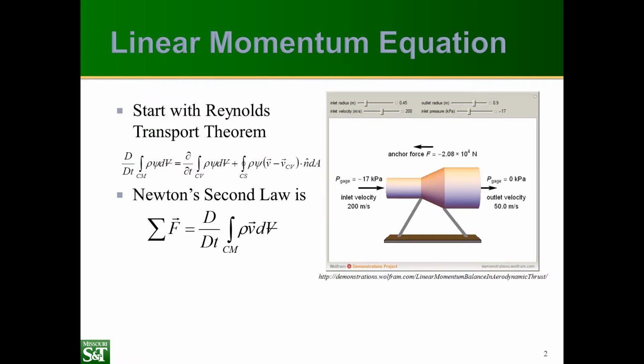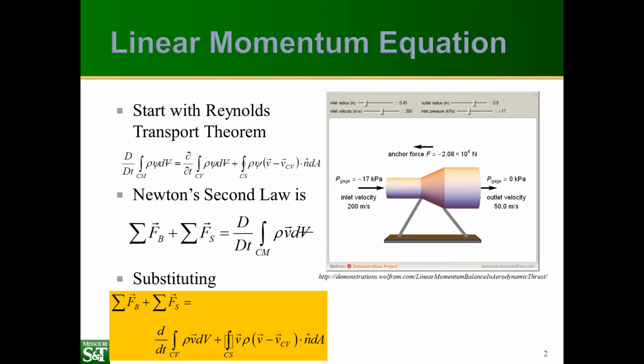So from Newton's second law, we get sum of the forces is equal to the left-hand side of the Reynolds transport theorem for velocity. And we can break that up into body forces and surface forces. So then if we substitute this in with the Reynolds transport theorem, we can come up with our linear momentum equation, where the sum of the forces is equal to the local acceleration of the fluid plus the acceleration due to the flowing, moving in and out of the control volume.